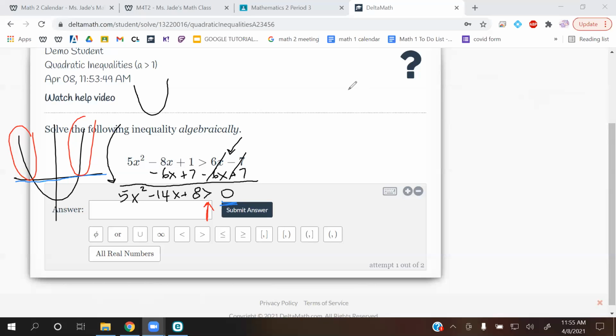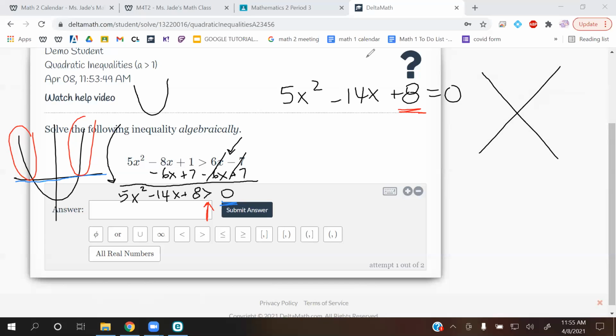Okay, but where are those sections? We don't know until we factor. So we have 5x squared minus 14x plus 8 equals 0. We're just using equal to 0 for now. Remember, we're going to take the 8 and the 5 and multiply them together. You get 40. You're going to want two numbers that multiply to 40. Then you take this negative 14 and place it here. You want two numbers that add to negative 14.